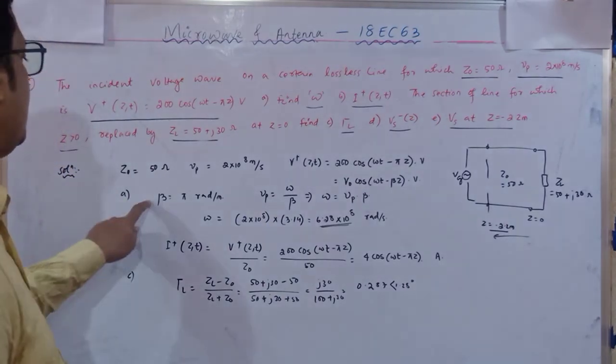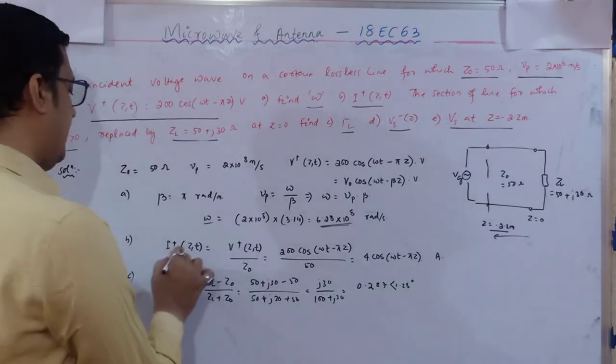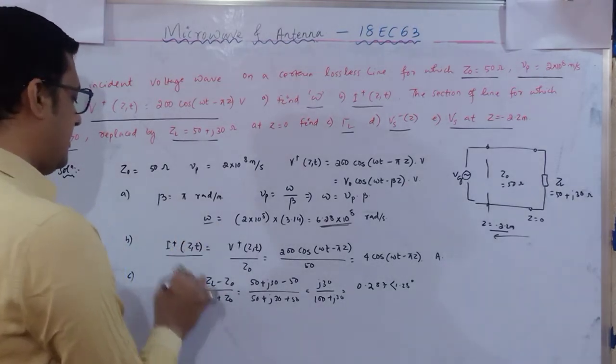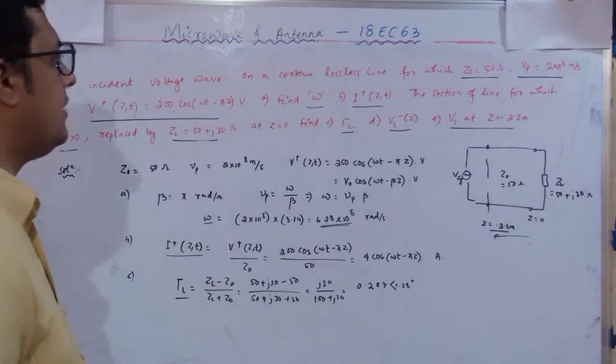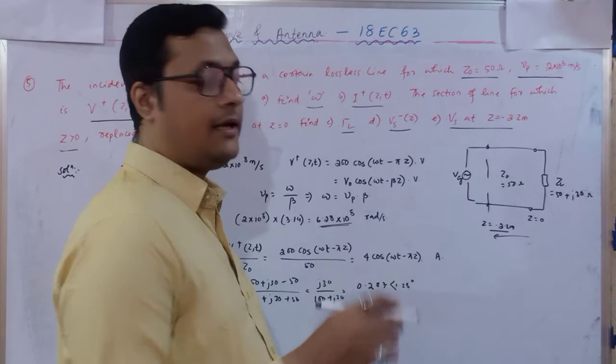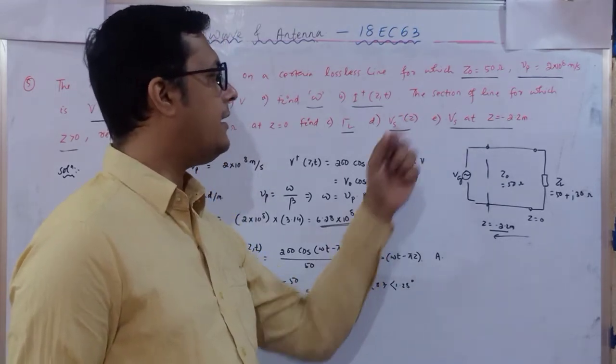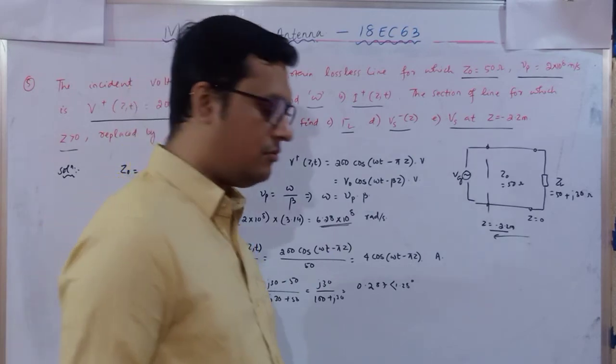Okay. This is your calculation for angular frequency omega. This is your incident current. This is your reflection coefficient. Next we have to identify the reflected potential at the source, Vs minus, and Vs at z equals minus 2.2.